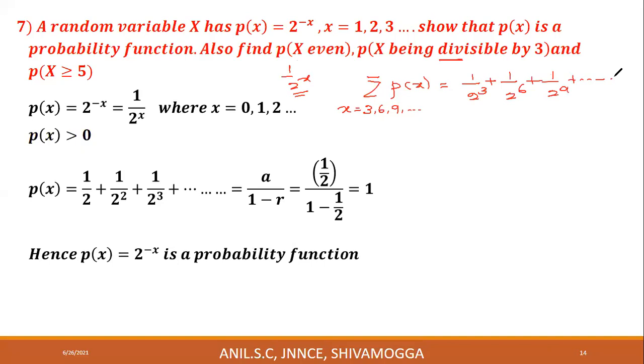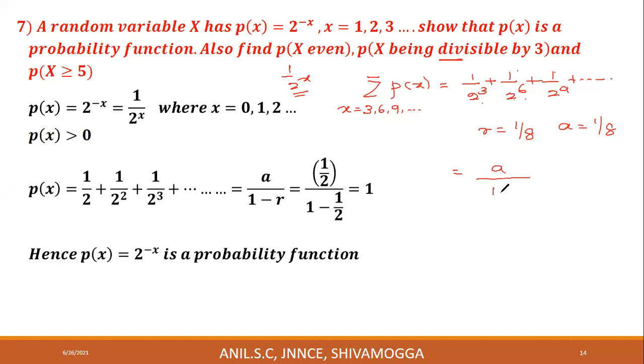This is also a geometric progression, right? Any term divided by its previous term is a constant. 1 by 2 power 6 divided by 1 by 2 cube is 1 by 2 cube, which means 1 by 8. 1 over 2 power 9 divided by 1 over 2 power 6 is 1 over 2 cube, which is 1 by 8. Any term divided by its previous term is a constant. The first term is 1 by 2 cube, and 1 by 2 cube is again 1 by 8. And there are infinite number of terms.